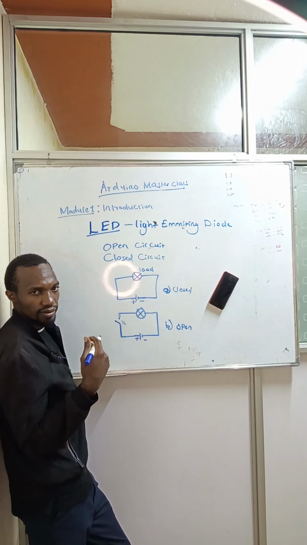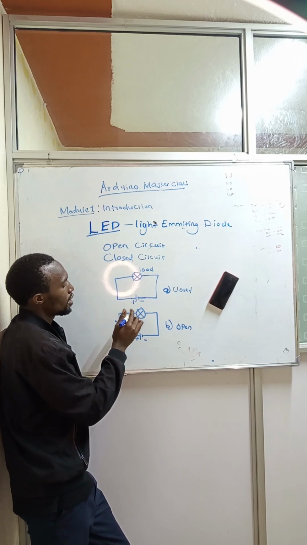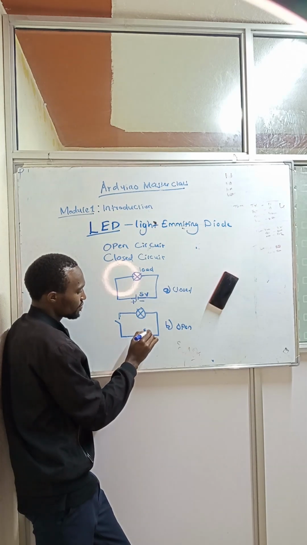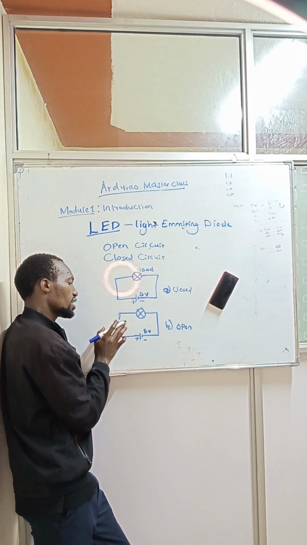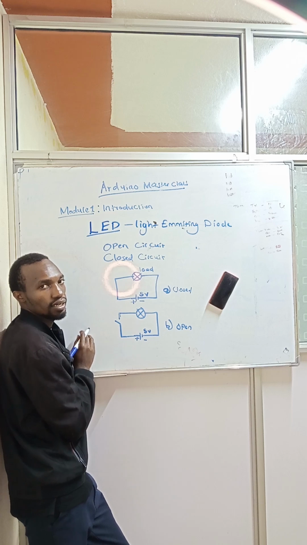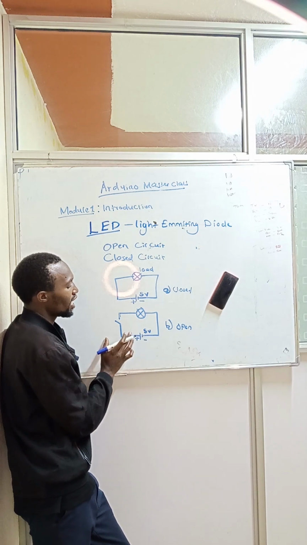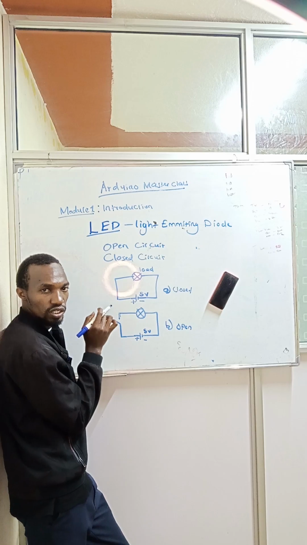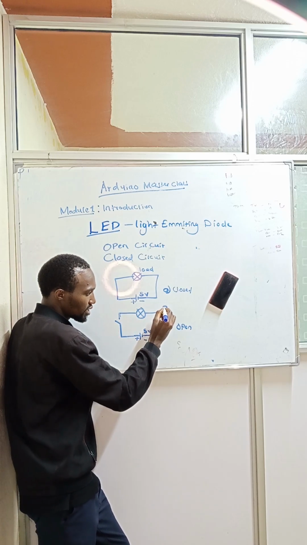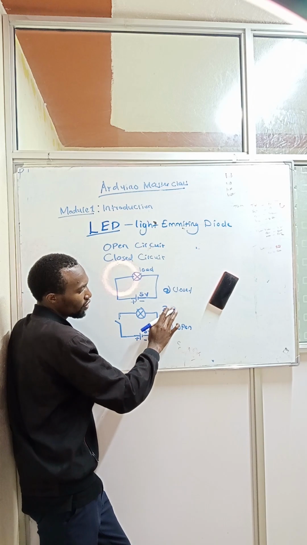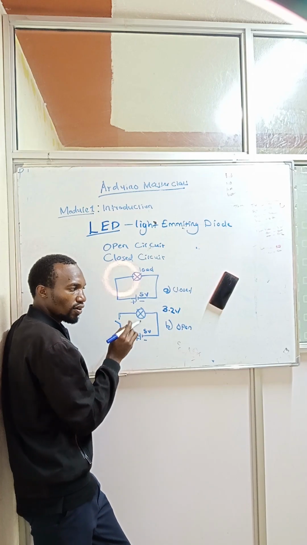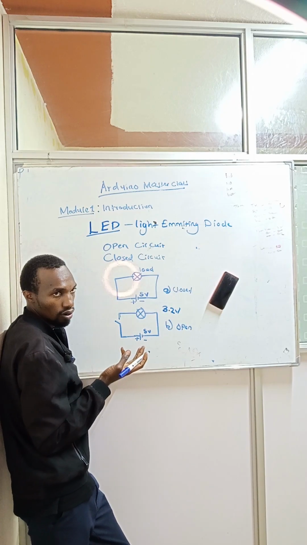Let me go back a bit. Let's assume our voltage supply here is 5 volts. In this case, if we close the switch, our bulb won't work. It will blow because we have supplied an electrical load which is rated at, let's say, 3.2 volts max. We have supplied 5 volts to it, so it will blow.